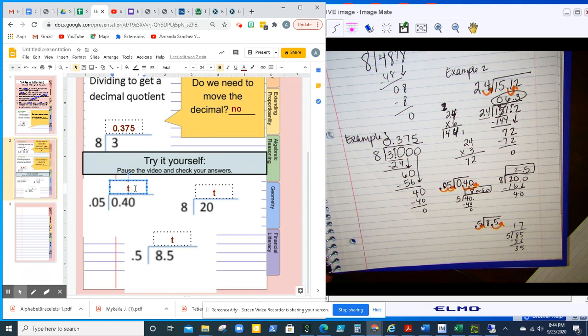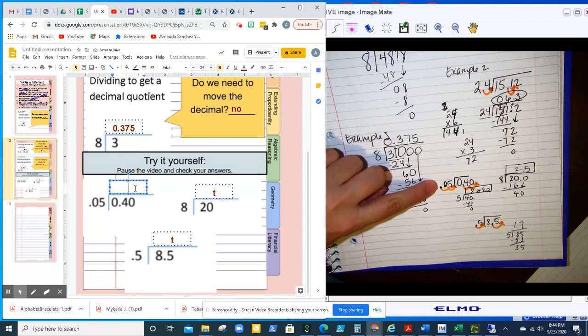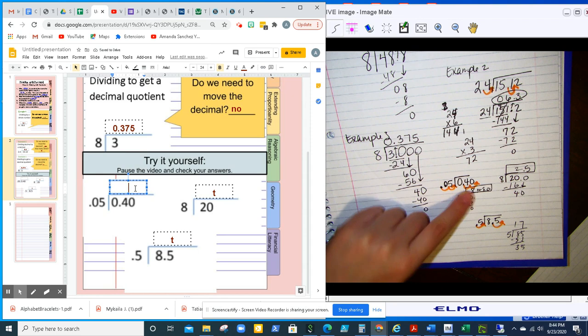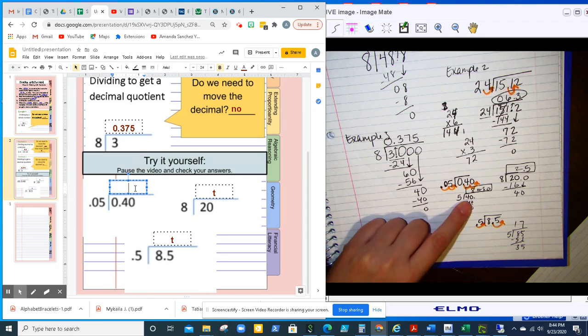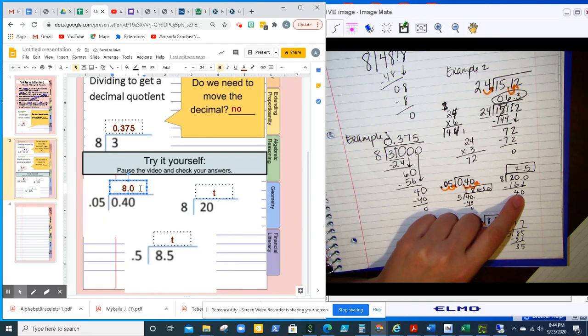On the first problem, when I did my math, I had to move my decimal over twice on the outside, the number on the outside, which is the divisor, and I had to do the same thing to the dividend. So now my problem is really 40 divided by 5. Well, 40 divided by 5 ends up being 8, or 8.0. On the second one, you do not need to move the decimal. And it ends up being 2 5/10.